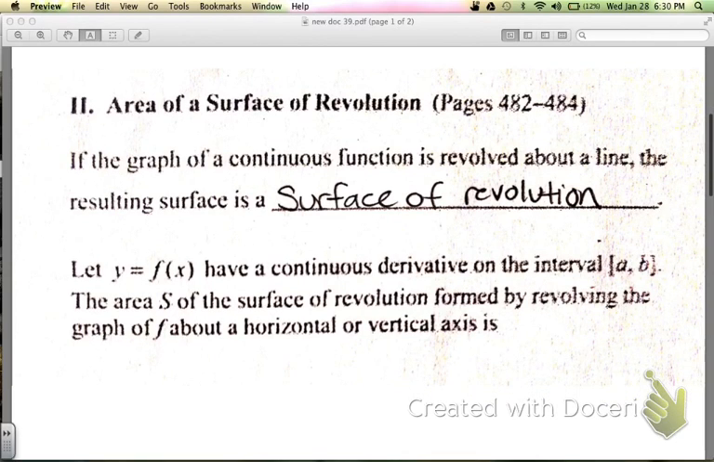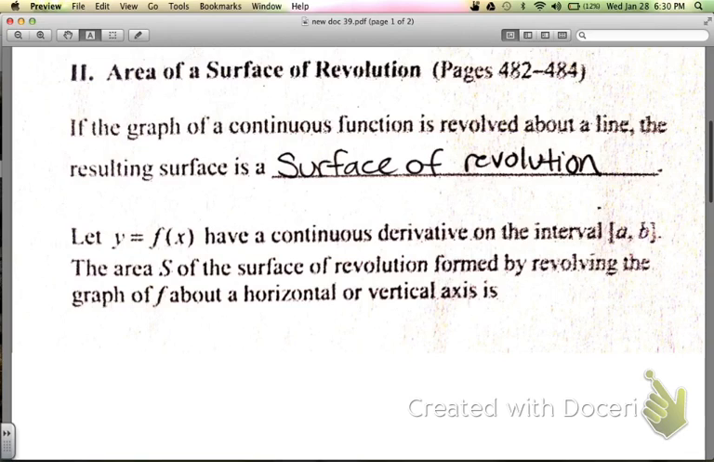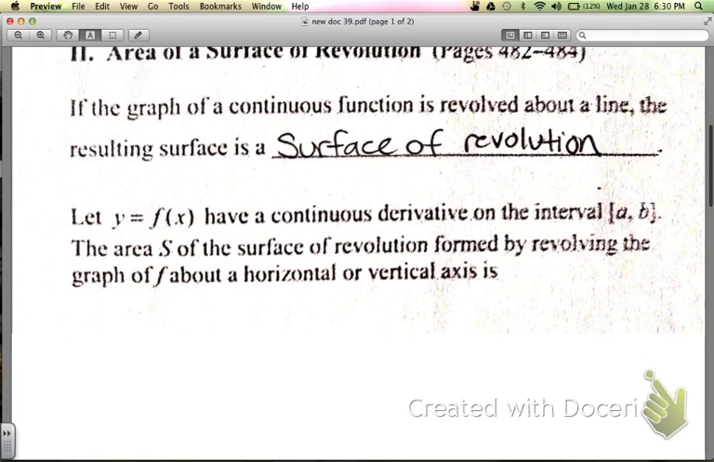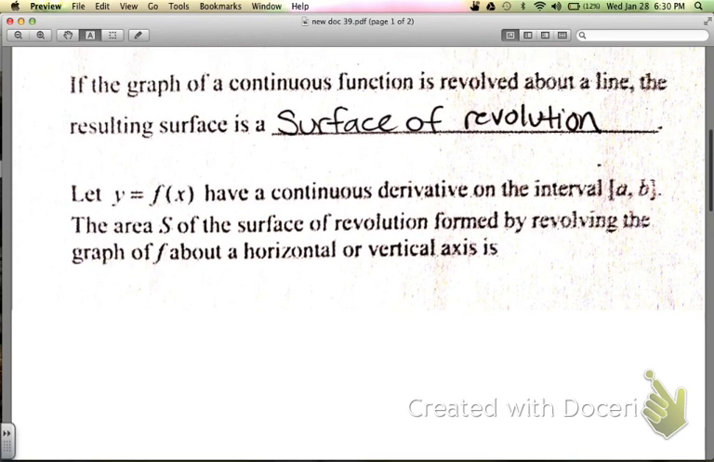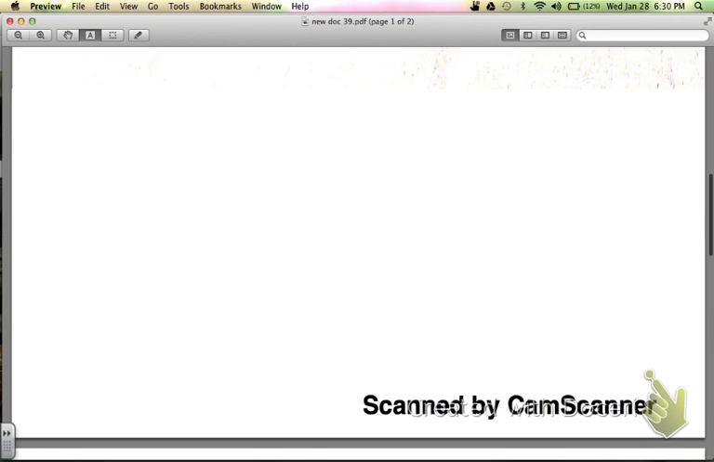It says if the graph of a continuous function is revolved about a line, the resulting surface is a surface of revolution. You have to have this function with a continuous derivative on the interval from a to b. The surface area S of the revolution formed is this equation on the next page.